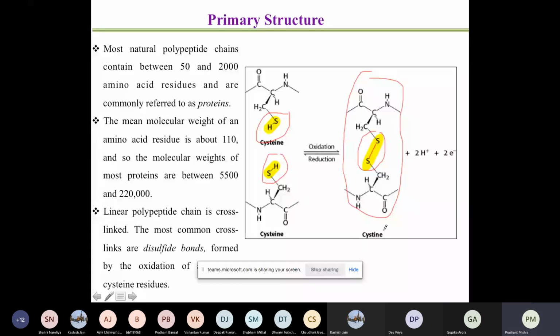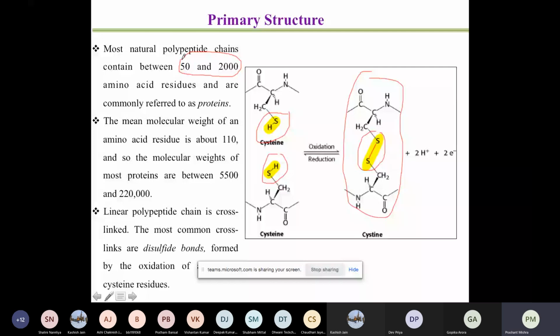In most natural polypeptide chains, what you find is that the chain contains something like 50 to 2000 amino acids. If they are fewer than 50 amino acids, by convention, they are called peptides or polypeptides. If you have more than 50 amino acids, and most of them will be within 2000 amino acids, they will be called a protein. So proteins are nothing but polypeptides above a certain number, though this number has been given for some understanding, polypeptides are always considered proteins.